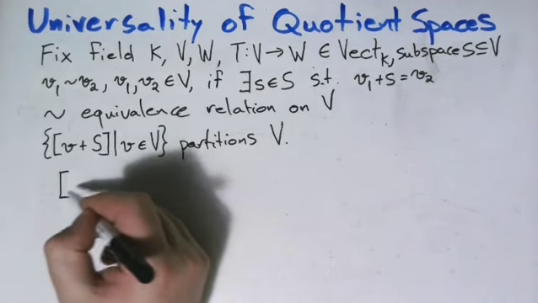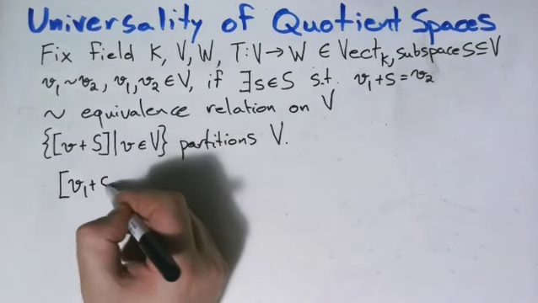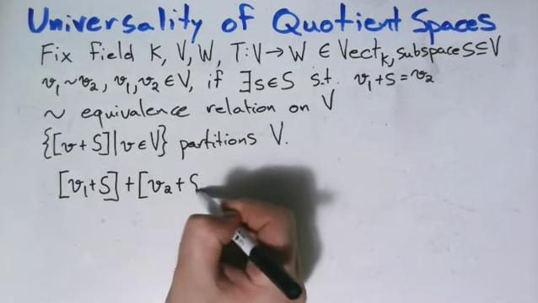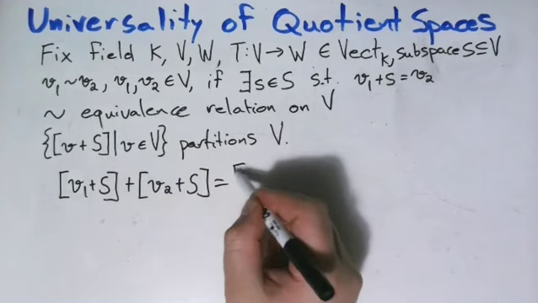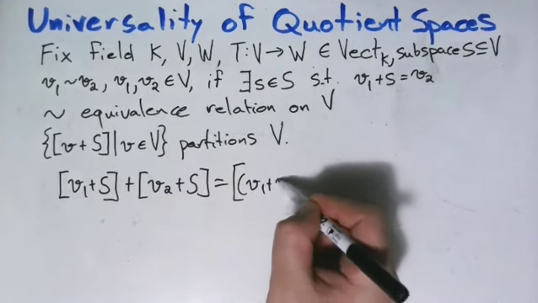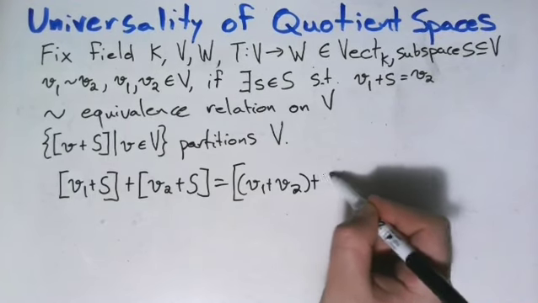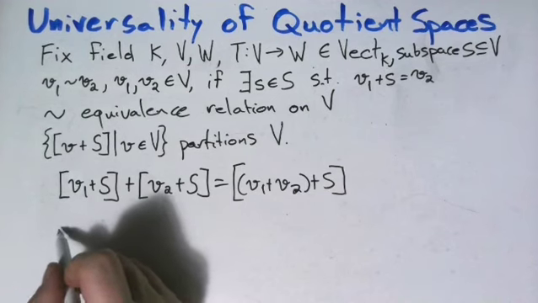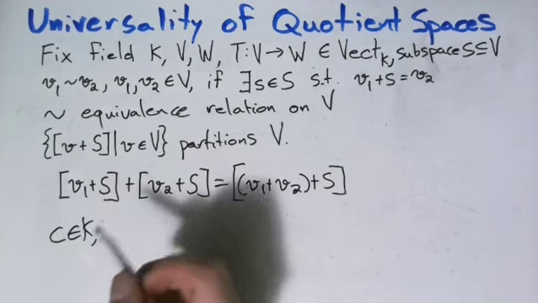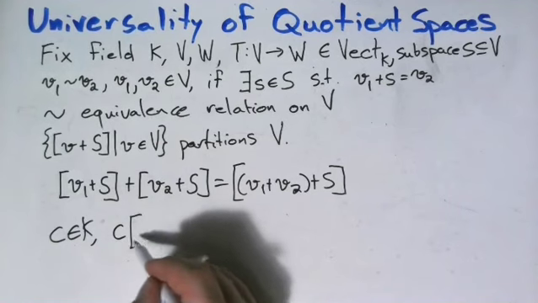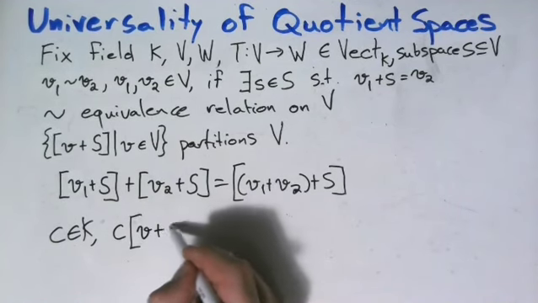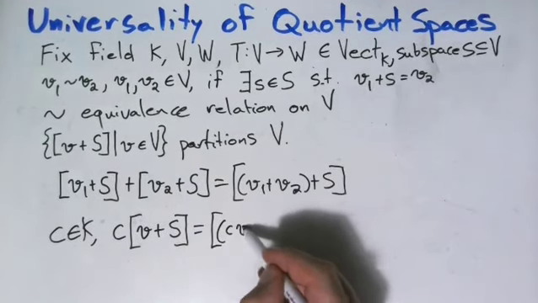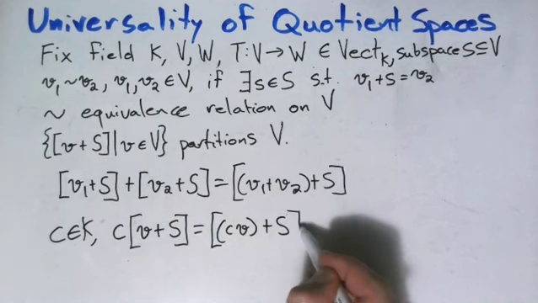Because we can just say that, for example, V1 plus S plus V2 plus S is equal to V1 plus V2 plus S. And if we have some constant C in K, then we can do C times V plus S by defining it as C times V plus S.